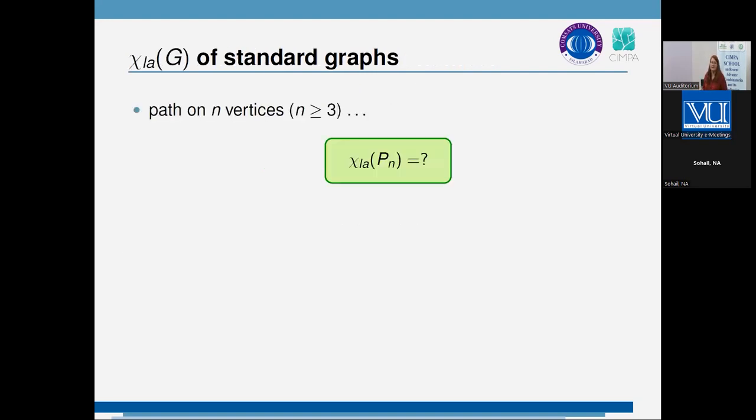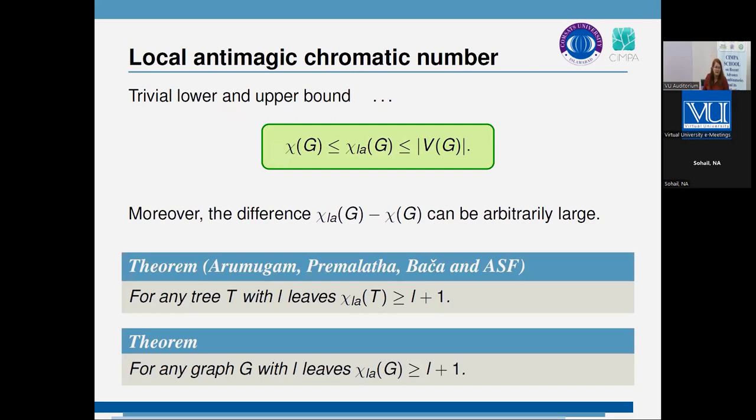This is where we will require a star graph. We will discuss some simple graphs. So let's think about what the local antimagic chromatic number is. In general, the lower bound for the local antimagic chromatic number is the chromatic number. Trivially, if we have no leaves, then the local antimagic chromatic number will be at least the chromatic number. Of course, for some graphs you will get a better lower bound or some upper bound using different conditions.